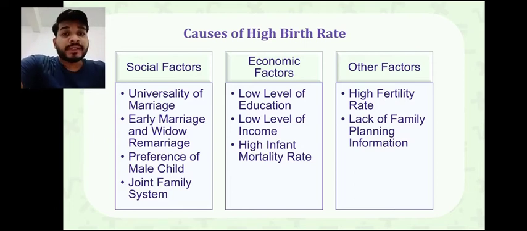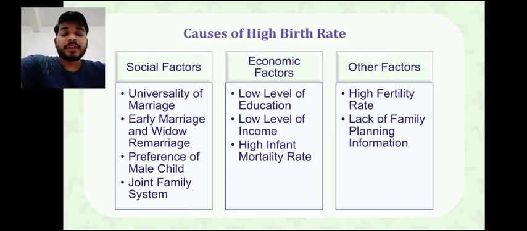Apart from social factors, we have economic factors. Now in economic factors we have 3 points here. First is low level of education. If they are not educated, they just go on reproducing children, thinking that a majority of children will help them in their old age. Because of this mental thinking, you find that there is a high birth rate in India. In the same way, low level of income.